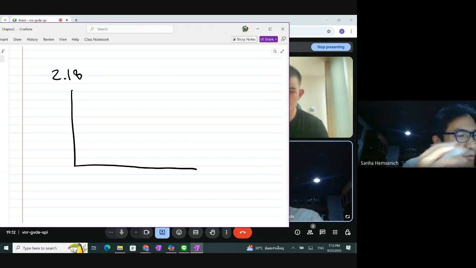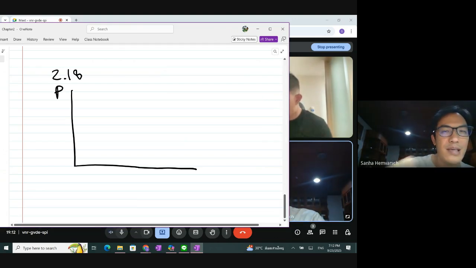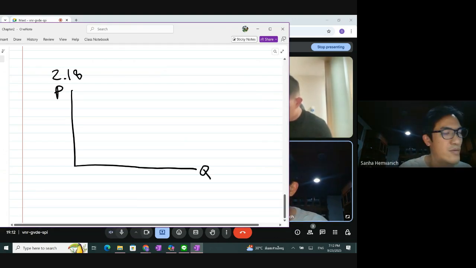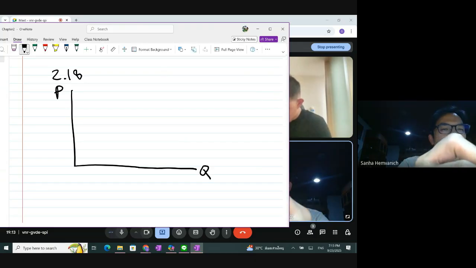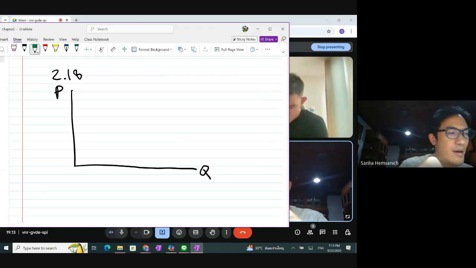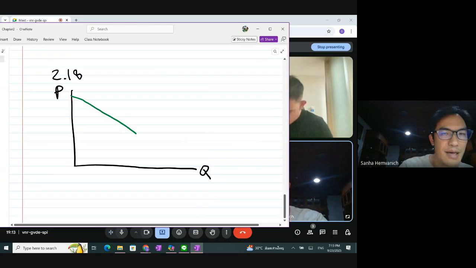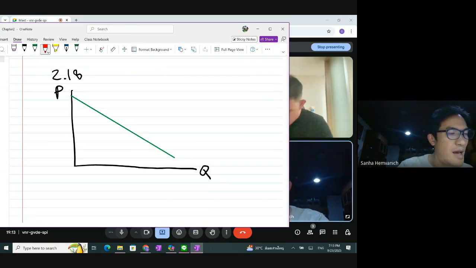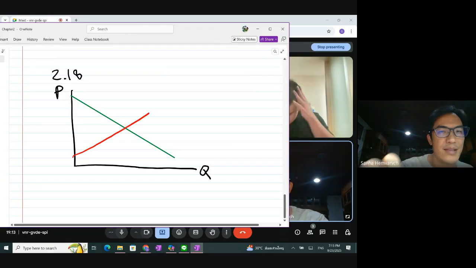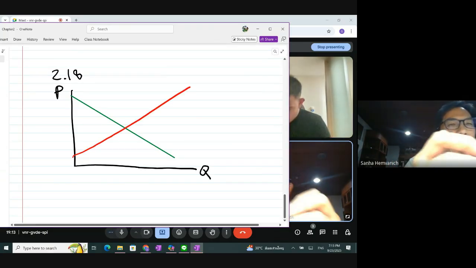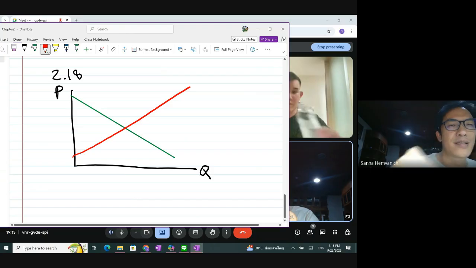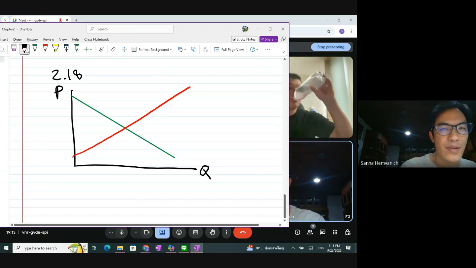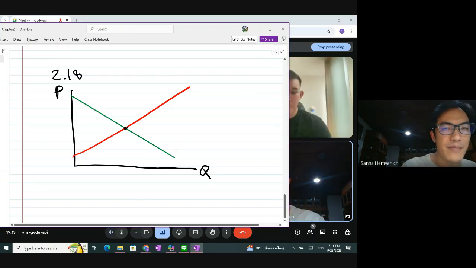So this is P and this is Q, and then we have demand, and supply like this. And we know all the data points. So this is the equilibrium, say E.